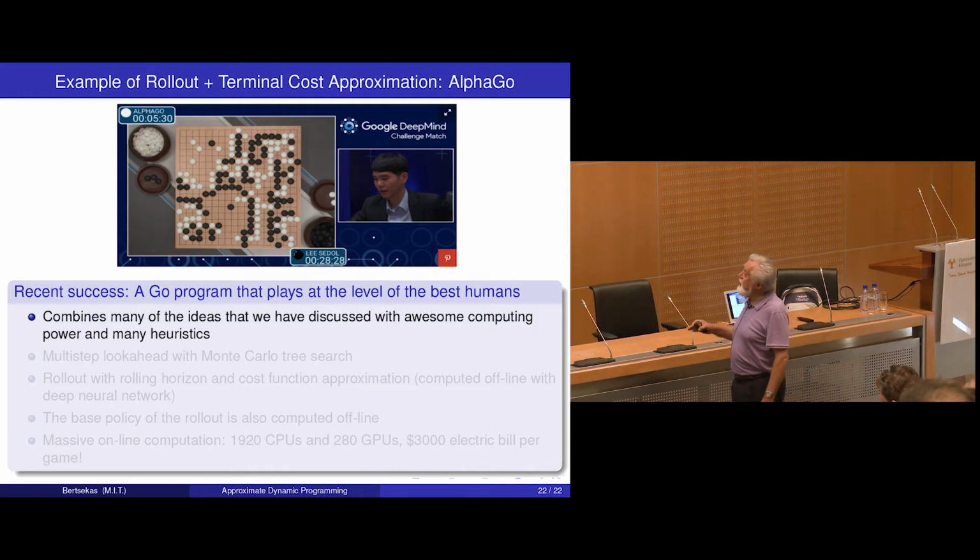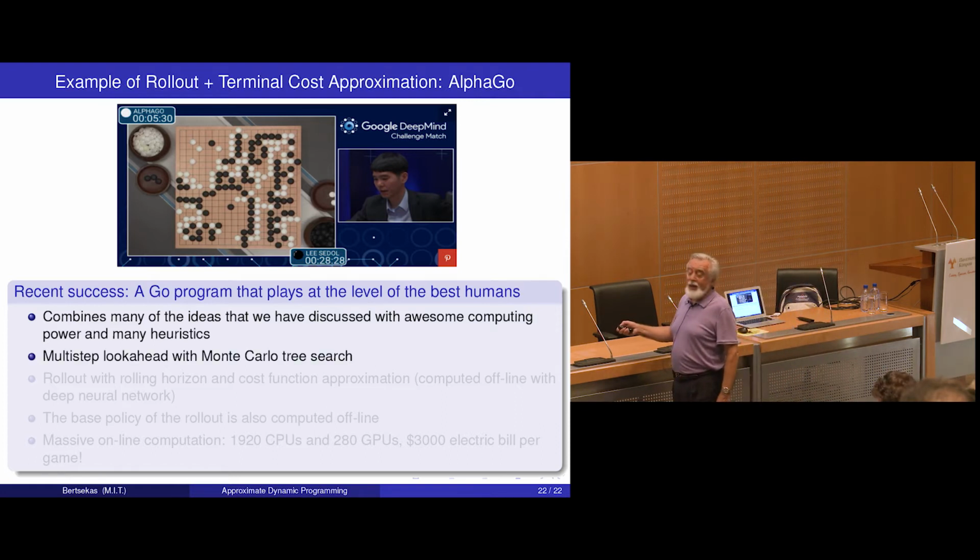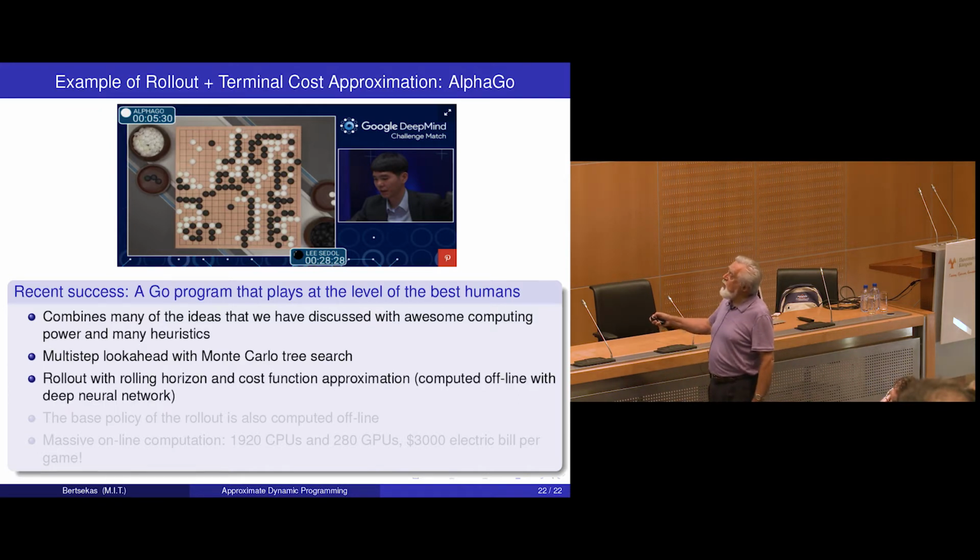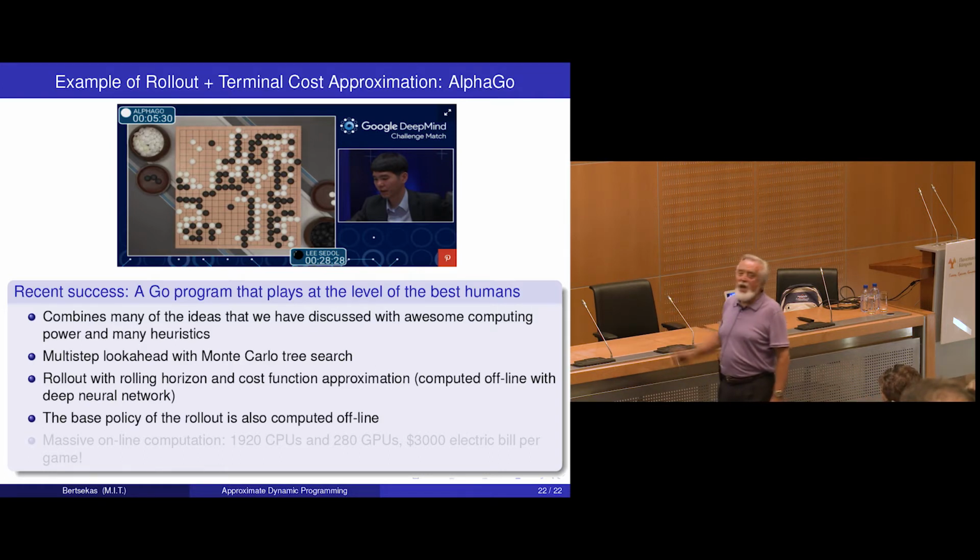Rollout, cost function approximation, heuristics, and more than anything else, awesome computing power. Okay? So what does it involve? It involves multi-step look-ahead, selective depth look-ahead with Monte Carlo tree search. And also rollout with a rolling horizon which is adaptive and uses a cost function approximation and also some base heuristic. Now, the cost function approximation is computed offline with a deep neural network. So there's offline computation to compute some cost-to-go approximation, and then it's tacked onto a rollout with some heuristic player to obtain the best move at each position.